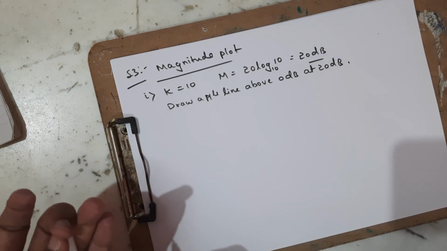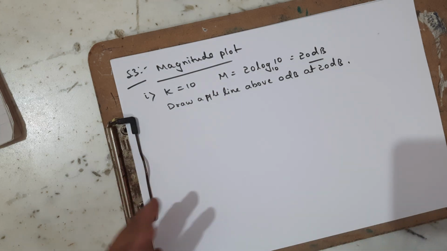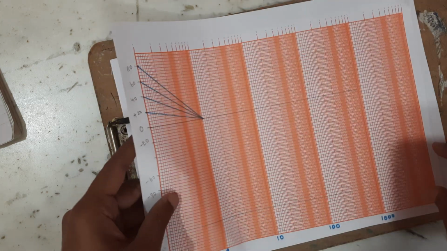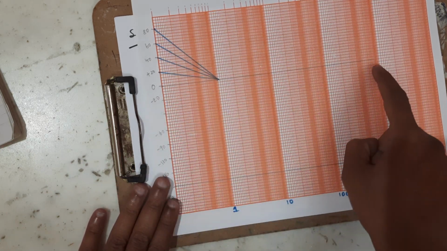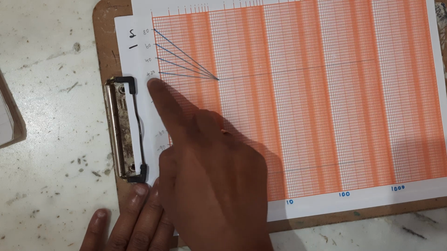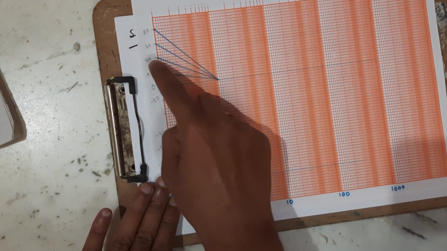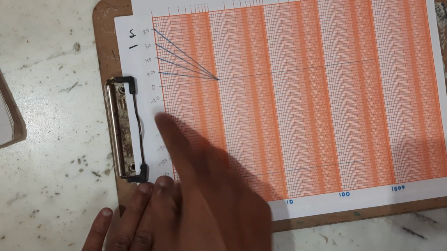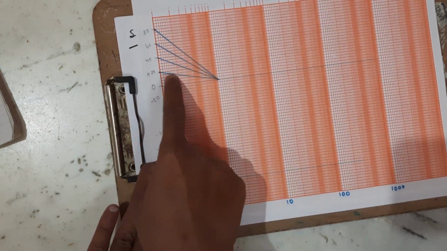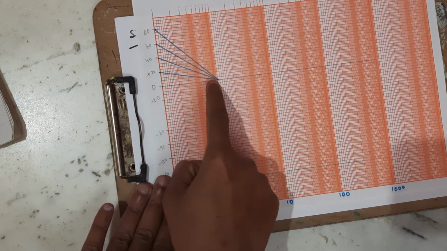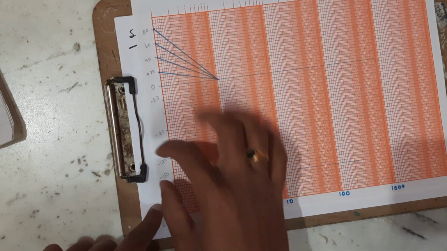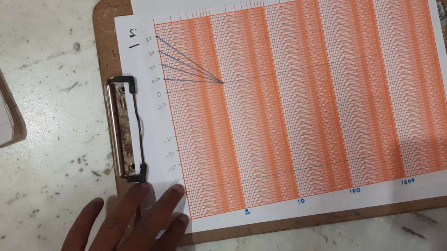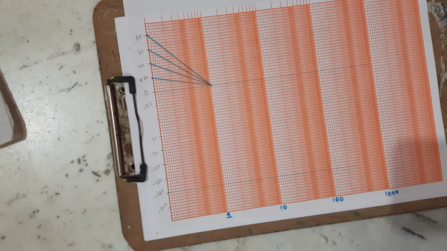Okay, so let me show you how to do it on the semi-logarithmic sheet. See, I am already ready with the preparation. I have already marked the 0 dB, and the slopes of plus 20, plus 40, plus 60, plus 80, and minus 20. After that I have drawn the slopes minus 20, minus 40, minus 60 and minus 80. In the same way I have prepared the phase angle plot also. So these are the initial preparations I have done.